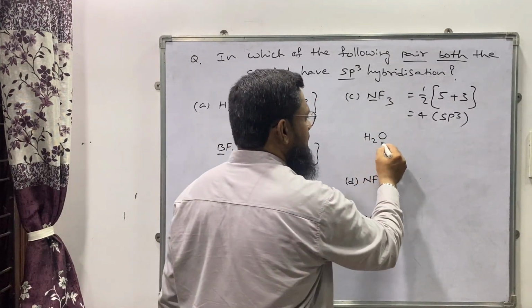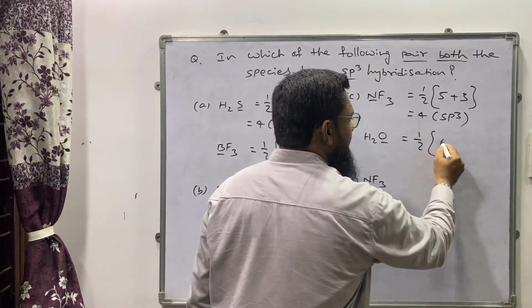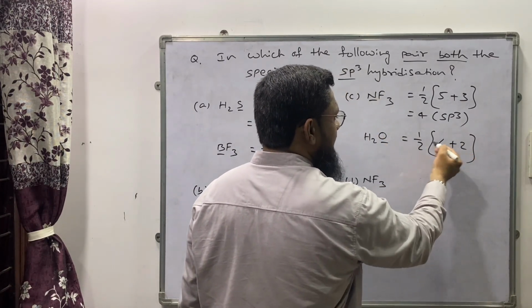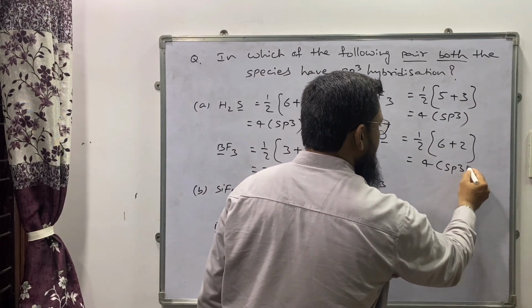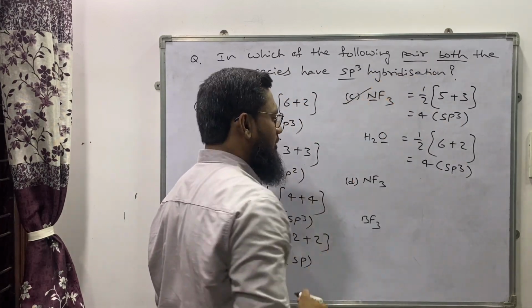Now let's calculate for oxygen here. It is half of. Oxygen is having 6 valence electrons. Number of monovalent atoms are 2. So here 6 plus 2, 8. 8 by 2 means 4. So 4 means sp3. So sp3, sp3, both are having sp3. So it is the right option.